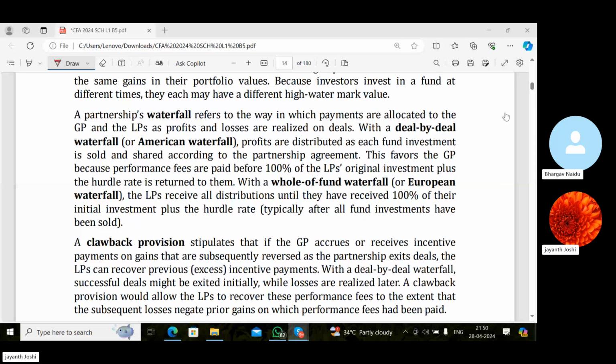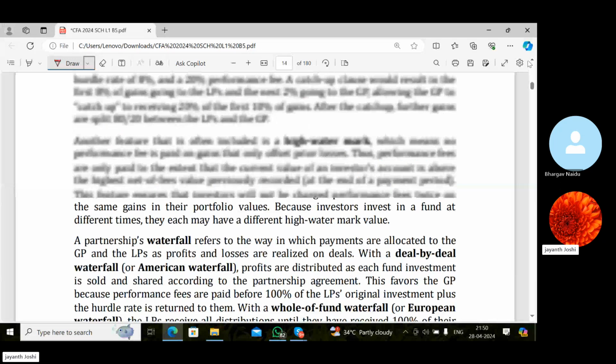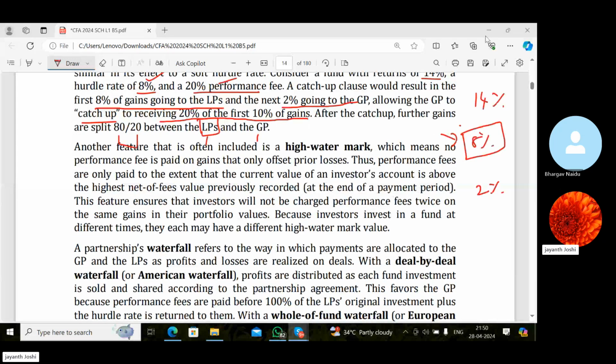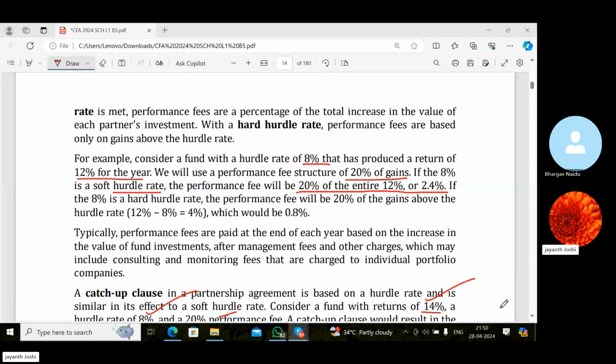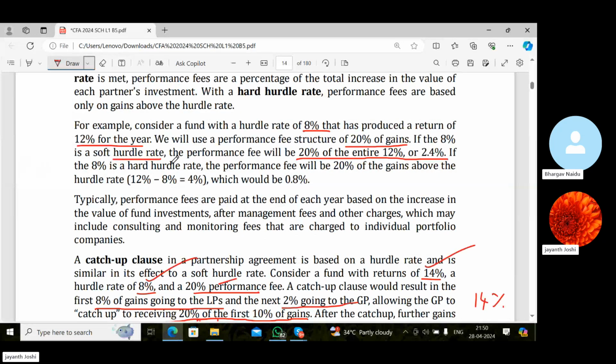Now, another feature. What's the difference between soft hurdle rate and catch-up clause? It is different, right? In soft hurdle rate, what is happening? If 8% is the soft hurdle rate we have put, okay? So 12% is the return. On this entirely, they are giving 20% as the performance fees.